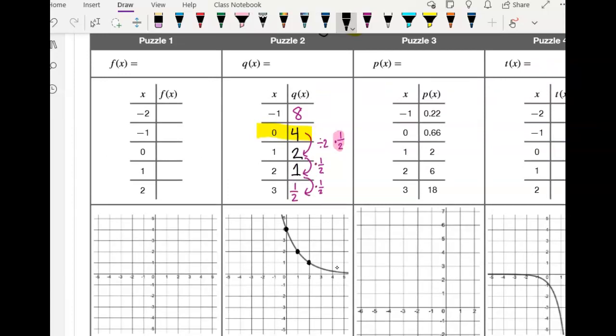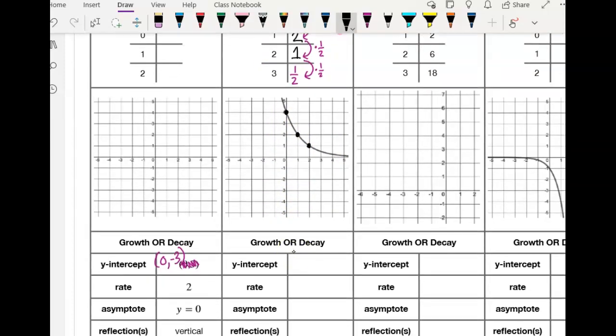So I know that the output q of x is equal to my y-intercept times my rate. We want to put it in parentheses to say this is what's getting raised to the x power. And now you can plug this function rule into your calculator, hit your table settings, and check, did you get these values? And visually I can even see, okay, this is a decay. My y-intercept was 4. I've calculated that my rate is 1/2. I can see that my asymptote is y equals 0.